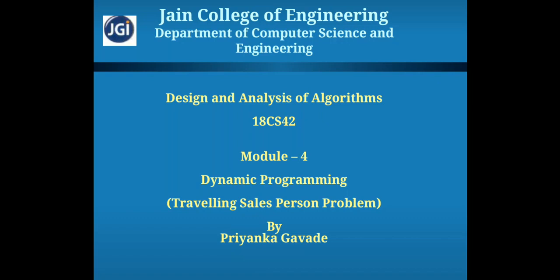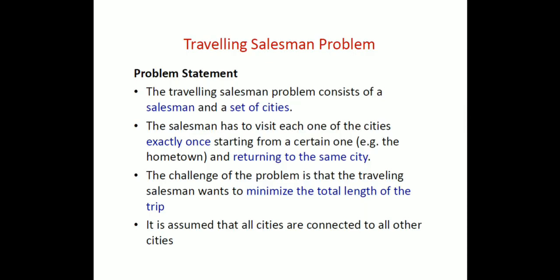In this video, we shall be discussing the traveling salesperson problem. The problem statement goes like this. In the traveling salesperson problem, given n cities, a salesperson starts at a specific city, often called the source, visits all n-1 cities exactly once, and returns to the city from where he started.